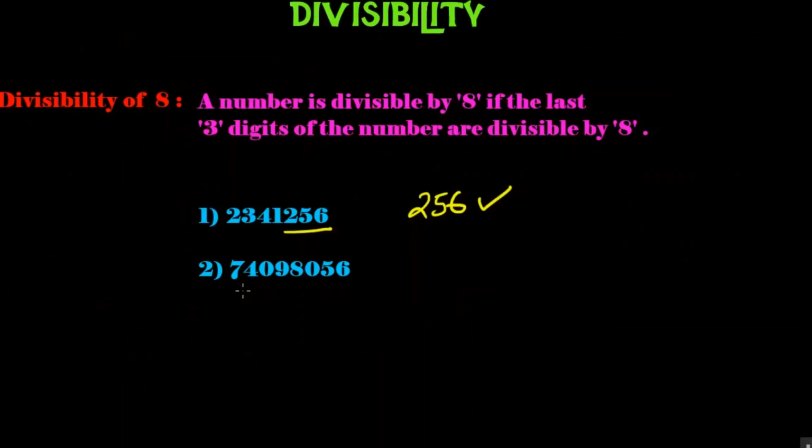Now, taking the second number as example, that is 74098056, we again check if it is divisible by 8 or not. For that, we select the last three digits that form the number, that is 056, which is actually 56. Now 56 is divisible by 8, therefore this entire number is divisible by 8. It's that easy to check. Now let's check out divisibility of 9.